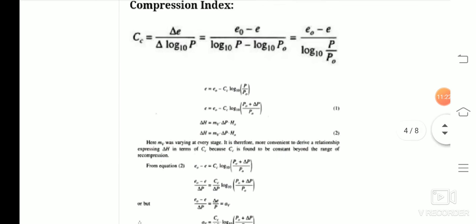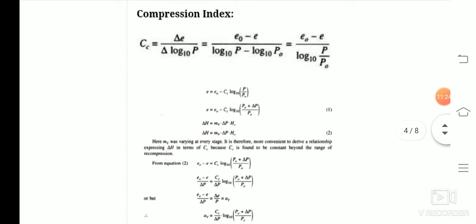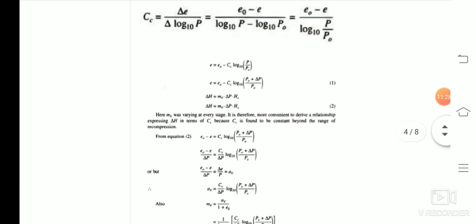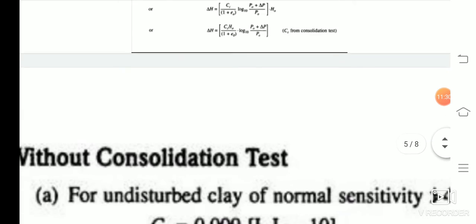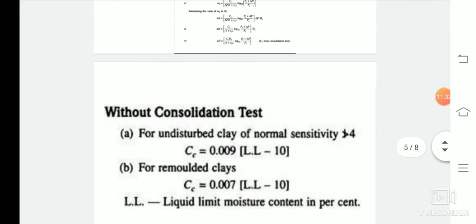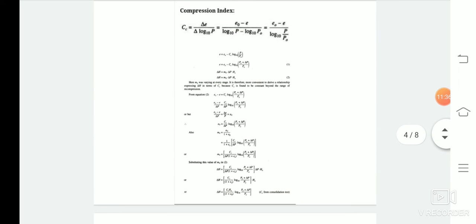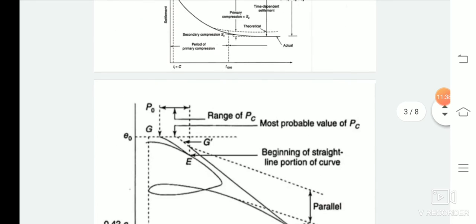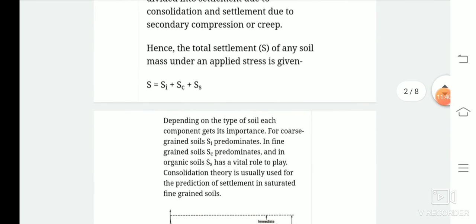So anyway, from the definition of coefficient of volume change, we are easily getting the value of the settlement. So consolidation settlement or Sc can be derived either by coefficient of compression, or coefficient of volume change, or from the compression index. We can use any of the formulas depending upon the type of problem and easily find out the value of Sc.